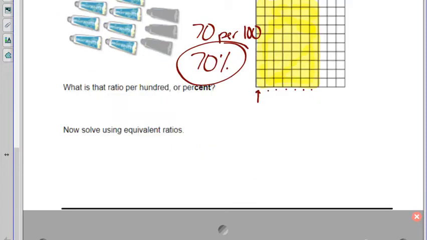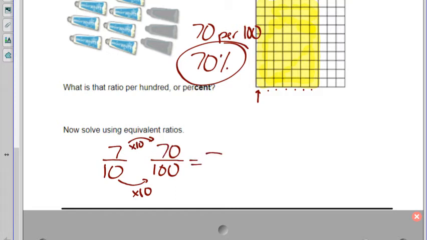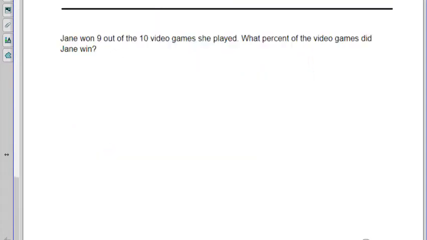Well, I can solve the same problem with equivalent ratios. If I had 7 out of 10, I could get an equivalent ratio that is per 100. I want to find per 100. Well, that's times 10. So I need to do the same to the top, and I get 70 per 100 or 70 per cent.